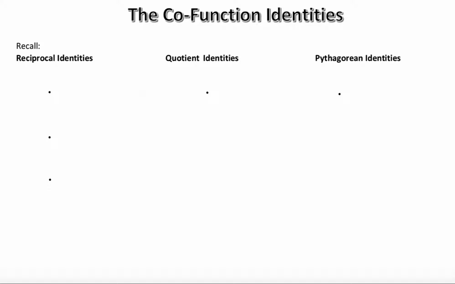Okay, so the second unit of trig is going to start with cofunction identities. Now really what we're going to do is look at identities this unit. So let's think back to last year.